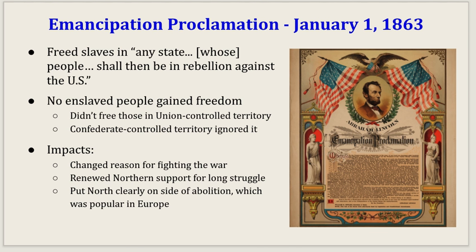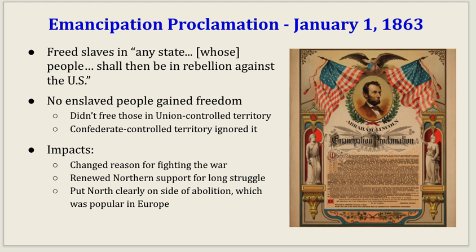What did this declaration say? Well, to emancipate means to free. So the Emancipation Proclamation freed people, specifically slaves, and the way it was worded was, in any state whose people shall be in rebellion against the U.S. So in other words, this does not apply to slaves in the border states that stayed with the Union, only in rebelling states. Okay? It doesn't free those in Union-controlled territory.